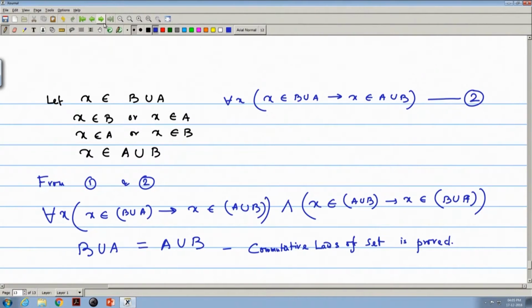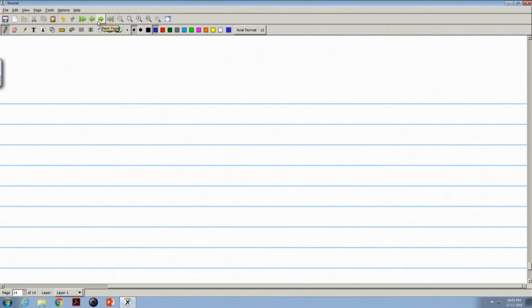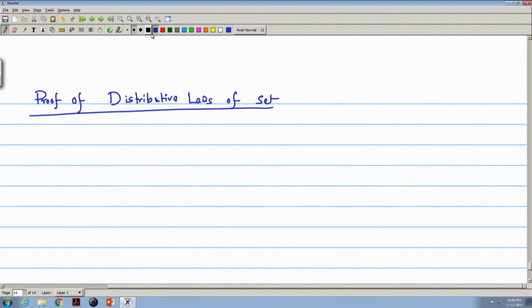Okay. So, this is trivial. We prove the distributive laws of sets.